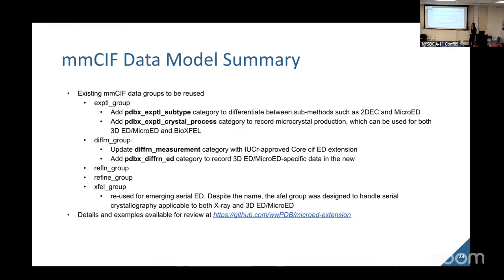And for the 2D ED you heard about in the earlier talk, we're going to reuse the EXPTL group, although the name says X-ray, but this group is generally designed for any diffraction data.